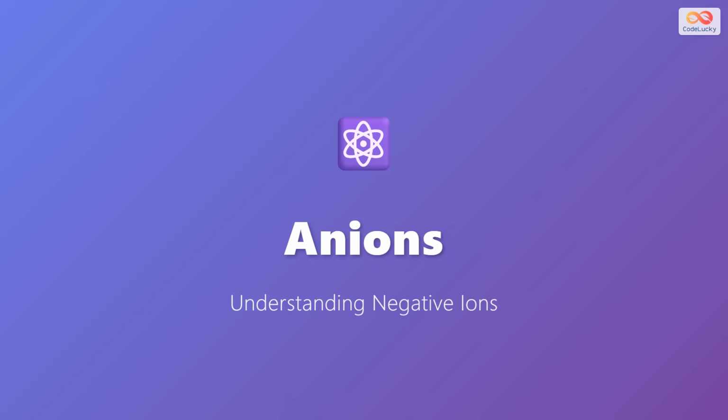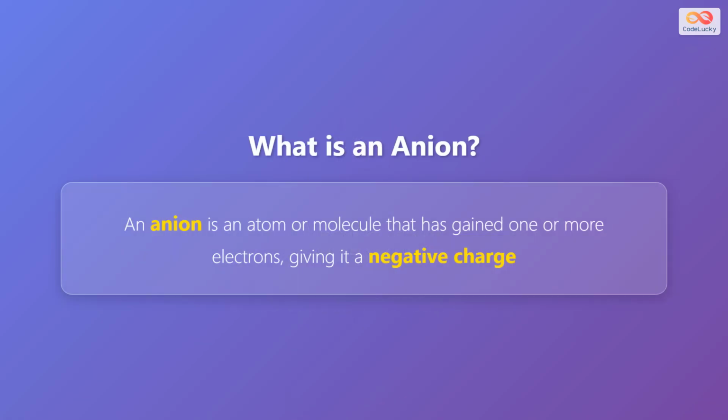Anions: understanding negative ions. In this lesson, we'll explore one of the fundamental concepts in atomic structure. Anions are negatively charged ions formed when atoms gain electrons. An anion is an atom or molecule that has gained one or more electrons, giving it a negative charge. The word anion comes from the Greek word meaning "going up," referring to how these negatively charged particles move toward the positive electrode in electrical experiments.